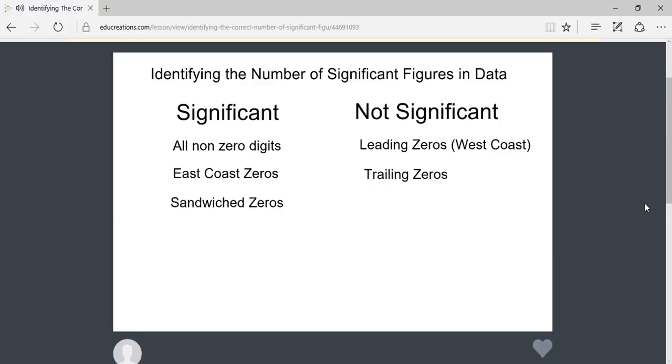Let us take a look at what I like to refer to as sandwich zeros. In the measurement written below, 107 millimeters, you can see the 0 is sandwiched between a 1 and a 7. When a 0 is sandwiched between other significant figures, it is considered significant to the measurement. Therefore, this represents 3 significant figures.